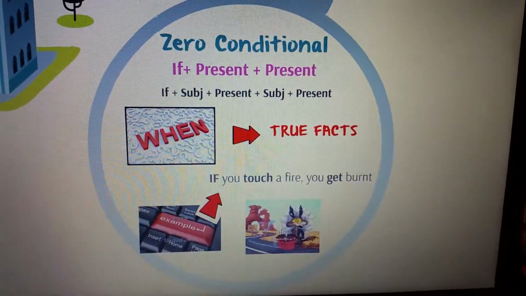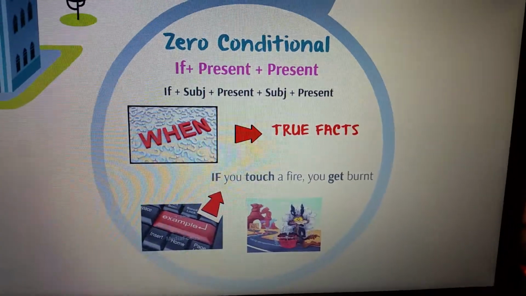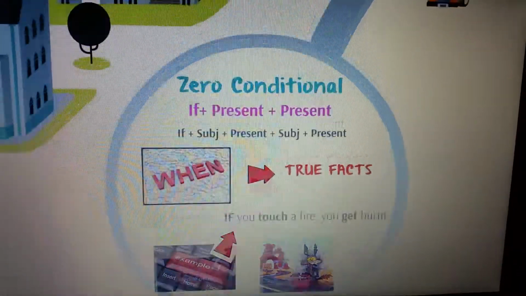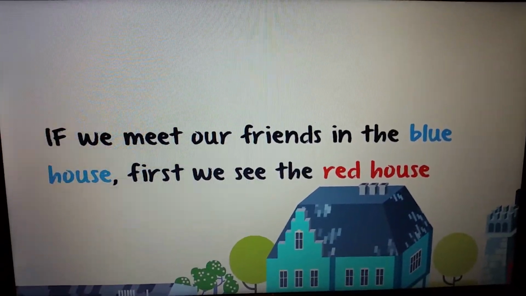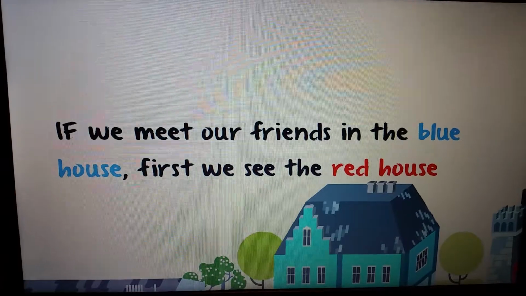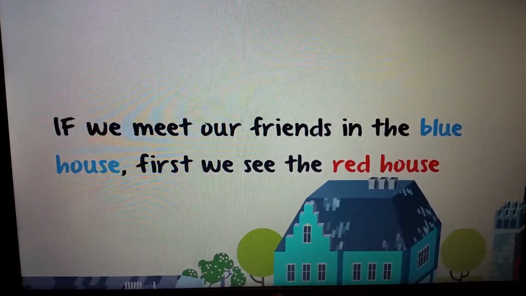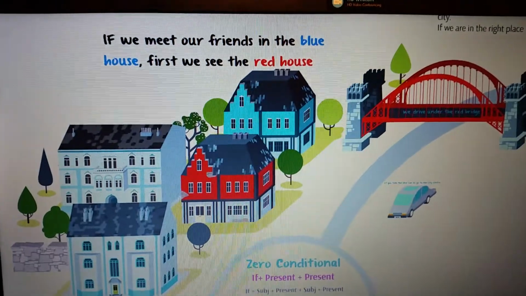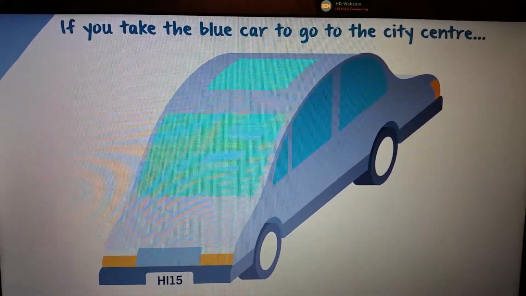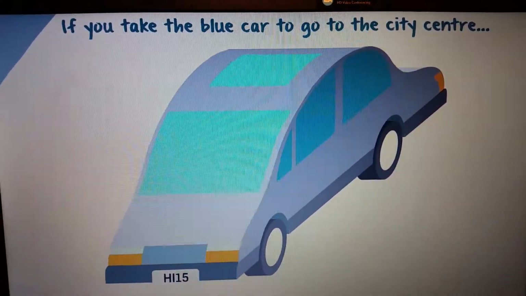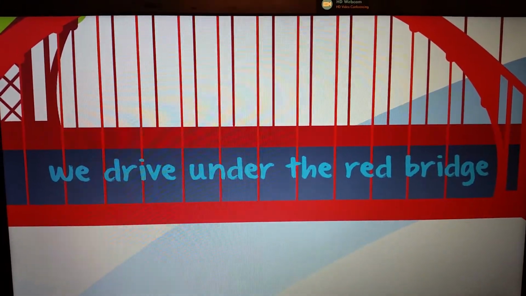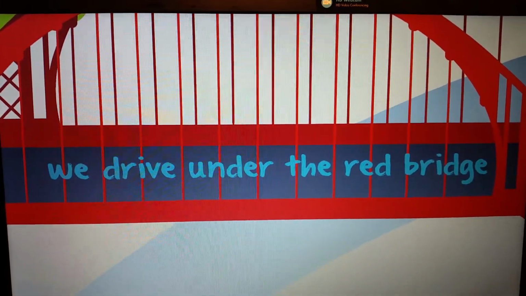An example of this: if you touch a fire, you get burned, as you can see in the picture. If we meet our friends in the blue house, first we see the red house. Let's see if this is a true fact or not. There we are. Yes, it is. Then, if you take the blue car to go to the city center, we drive under the red bridge. We have to, so it is also a true fact.